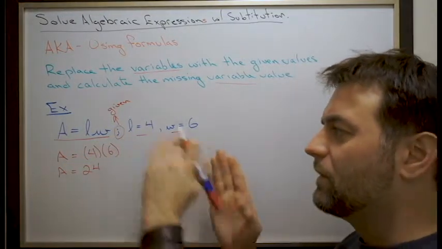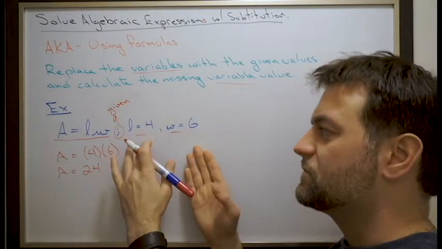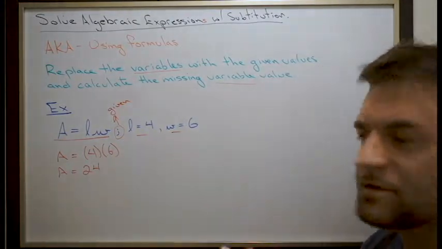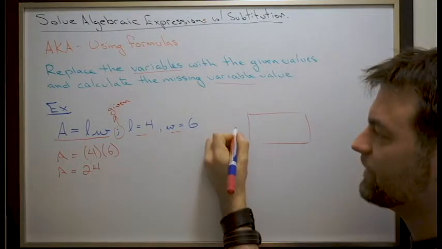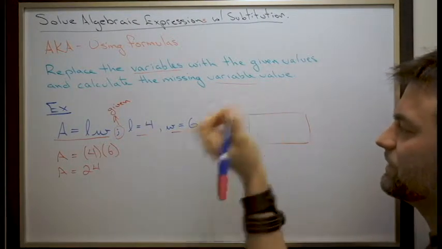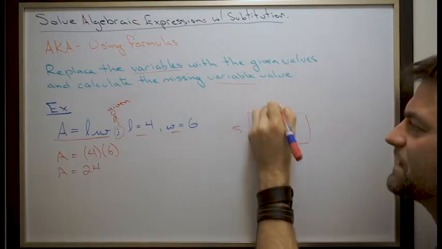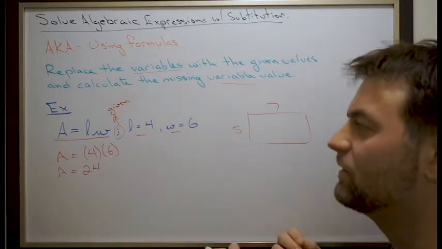Now, this is the situation with 4 and 6, but what if all of a sudden I said, well, now I've got this new rectangle over here that has a size of 5 by 7. So now I've got a 5 by 7 rectangle.